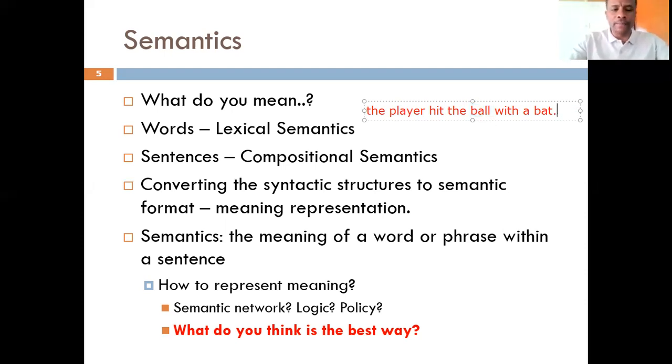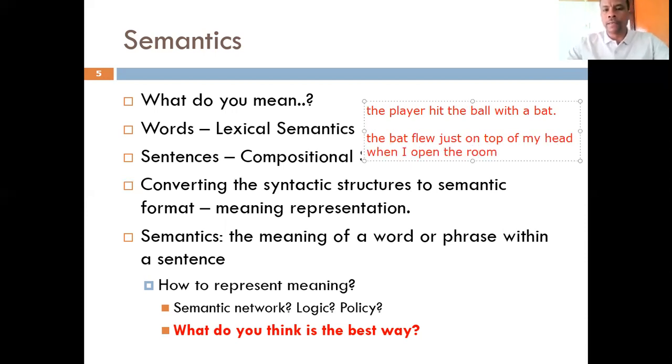What if I say, the bat flew just on top of my head when I opened the room. But maybe I'm referring to the bird-like animal. I don't know. So the words that you're going to use with it will help you to determine the meaning.